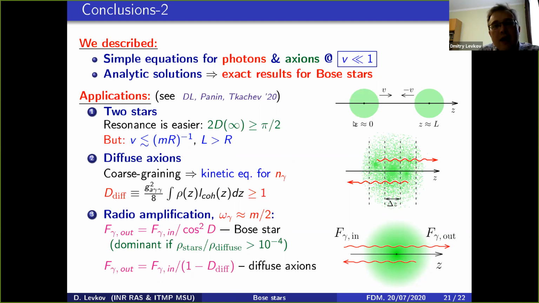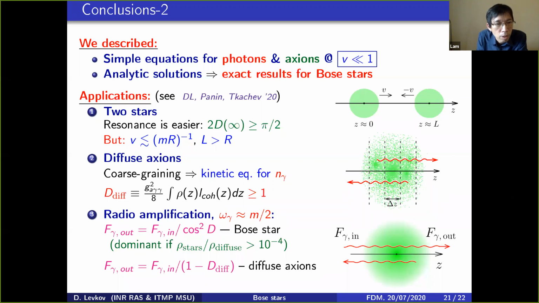Actually, you should compare the spread of momentum with the shift of the frequency due to velocity. So this is just the Doppler effect. You sit on this Bose star, and another Bose star comes to you with velocity 2v. Its resonant photons are shifted in frequency by mv, velocity times frequency mv. And this shift should be smaller than the spread in frequency, the spread of the resonance. This is the condition.